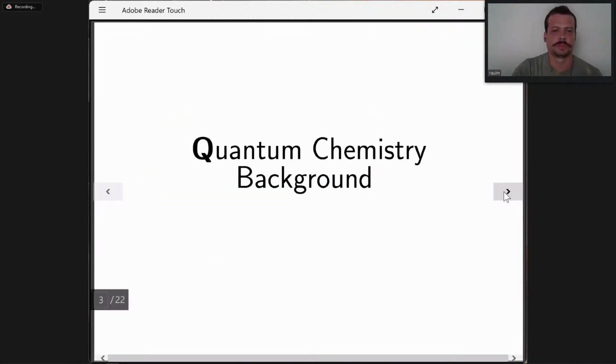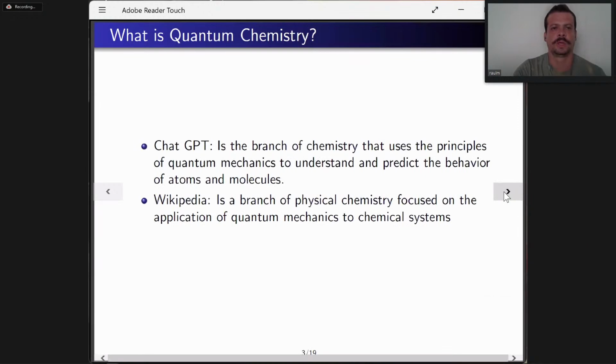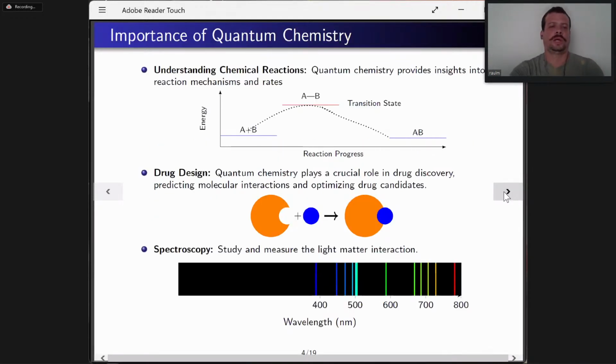So starting with the quantum chemistry background. What is quantum chemistry? According to ChatGPT, it is a branch of chemistry that uses the principles of quantum mechanics to understand and predict the behavior of atoms and molecules. And according to Wikipedia, it is the branch of physical chemistry focused on the application of quantum mechanics to chemical systems. So yeah, it's basically quantum mechanics applied to chemical problems. Which kind of chemical problems? Here I have 3 examples.